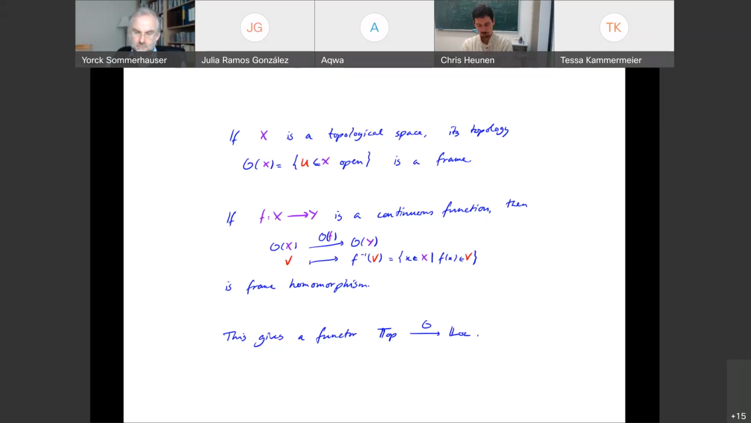And inverse images preserve finite intersections and arbitrary unions, and hence it's a frame morphism, but it goes in the other direction. So a continuous function from X to Y gives a frame homomorphism from OY to OX, and hence a locale morphism from OX to OY again. So all in all, that gives us a functor from the category of topological spaces and continuous functions to the category of locales and locale morphisms. And that's our main source of locales. That's why we're interested in locales. There exist other kinds of locales in some sense, but we're not going to bother too much with them.